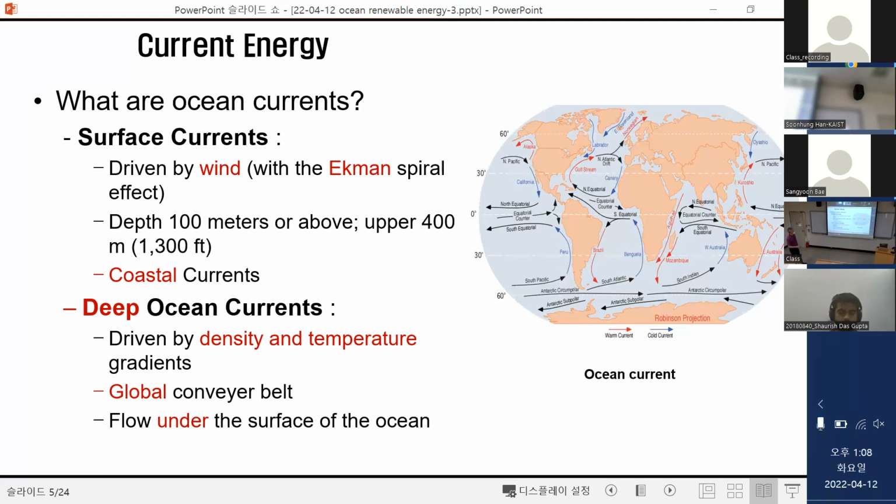Kuroshio, as I explained before, is near the Philippines, Taiwan, and Japan. That gives you higher ocean temperature near the southern part of Japan, because warm water is coming every day. And this one is the deep ocean. So the shallow part is driven by wind, and the deep water is driven by the deep ocean current.